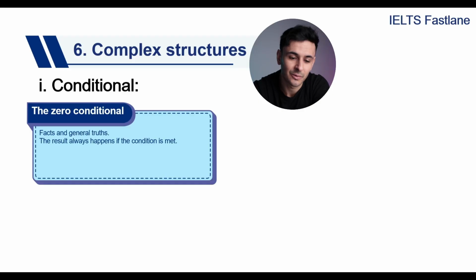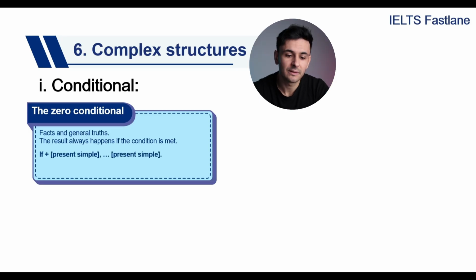So starting from the zero conditional. This one is used for fact and general truth. The result always happens if the condition is met. If you have the condition, you're always going to get the result. So in terms of the structure, you add if, and then the condition should be with the present simple, and the result always with the present simple.